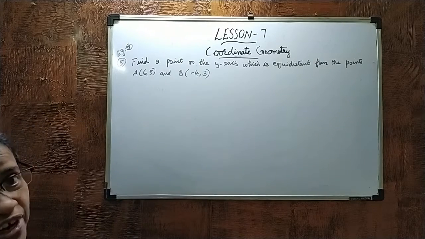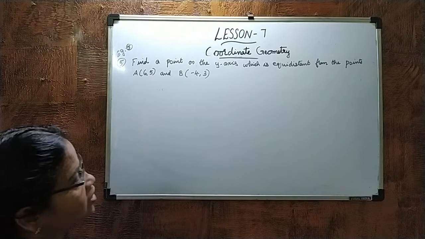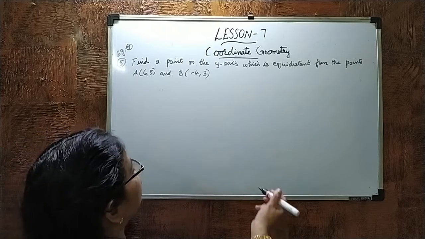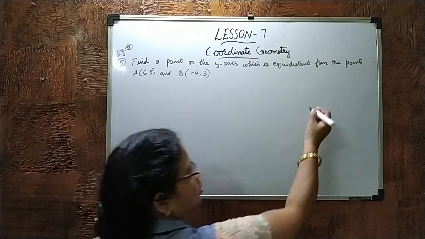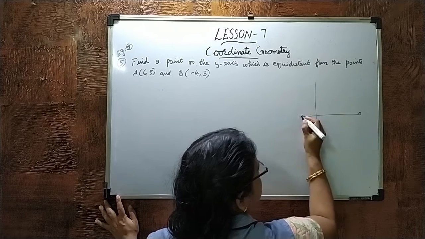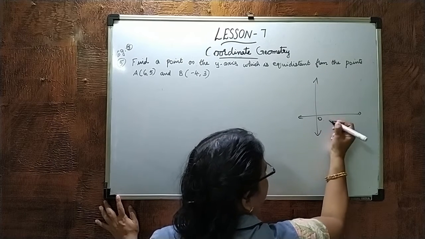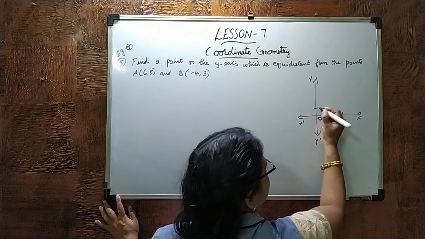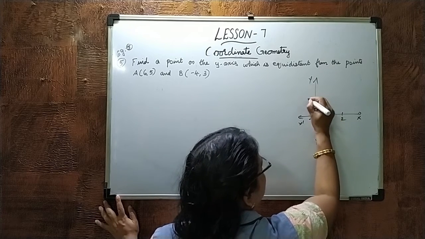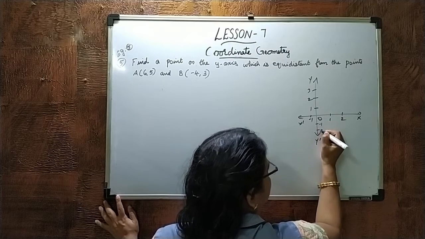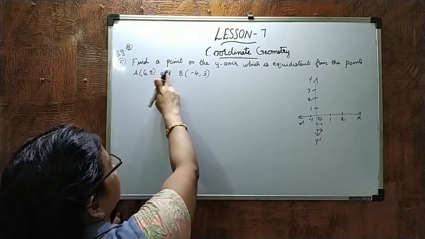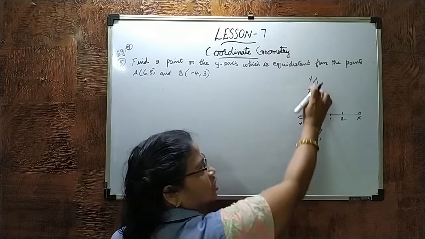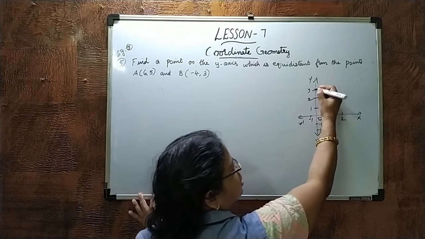Fifth question, example 5. Find a point on the y-axis which is equidistant from the points A and B. So what does a point on the y-axis mean? How will you write it? Here it will be the x-axis, X dash, here it is Y dash. Here also, here it is negative 1, here 1, 2, 3, etc. Here negative 1, negative 2, etc. On the y-axis means anywhere here. This is the y-axis. Suppose we are taking this as a point on the y-axis.